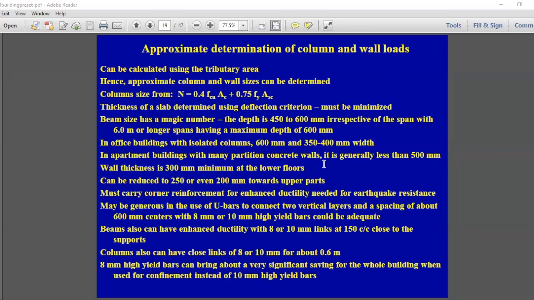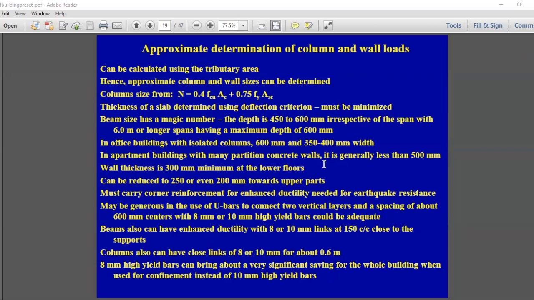As a square column or a rectangular column. Is that calculation clear? How to find the size of the column at the initial stages where you don't have that information? So how do you find the thickness or the size of the slab? Thickness of the slab is generally found by considering the deflection criterion.